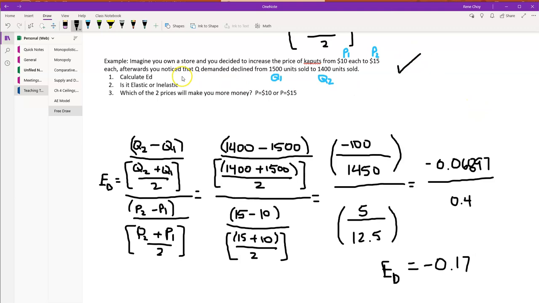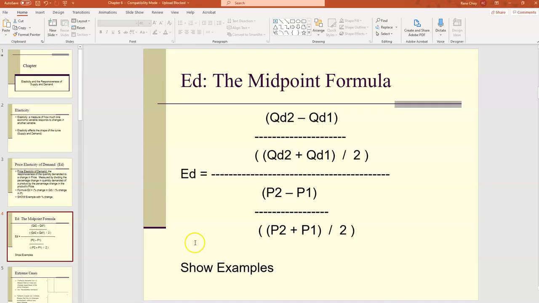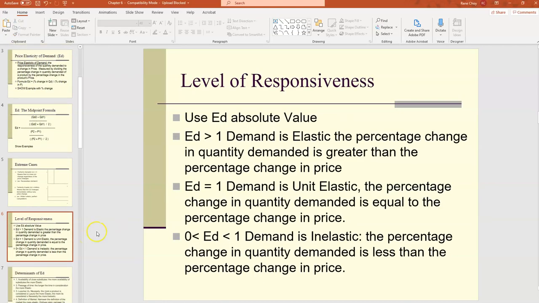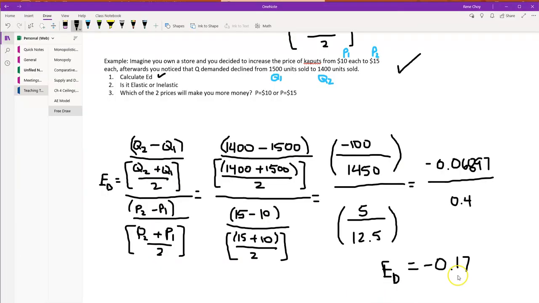All right. So I calculated my elasticity. How do we figure out if it's elastic or inelastic? Well, if you come to my PowerPoint, I tell you right here. Now, to figure that out, you've got to take the absolute value. The absolute value is basically the positive of whatever number you have.